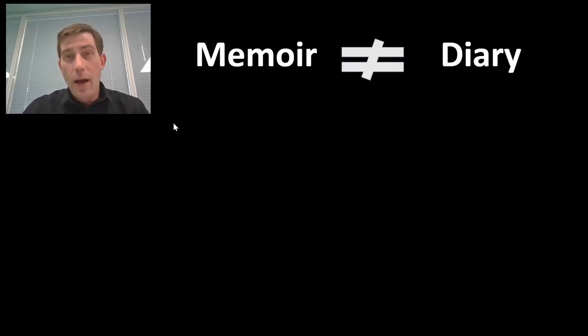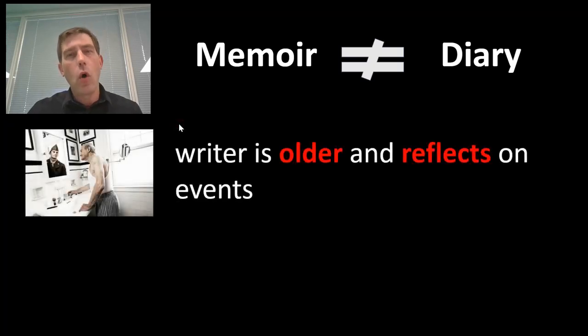The big mistake with a memoir is thinking that it's just like a diary, and a lot of students do that. A diary is a daily account of the writer's life written in the first person, but there's two key differences. First is that a memoir is an older person looking back and reflecting on the event. This is crucial because when we're older, presumably we're wiser or we have a different view on the things that happen to us and their significance.